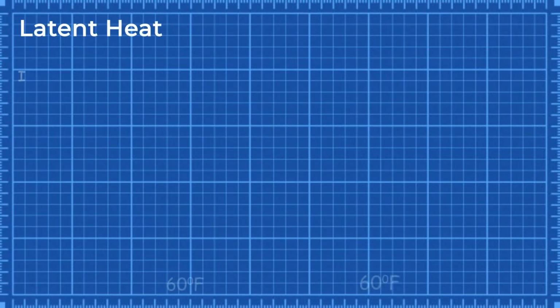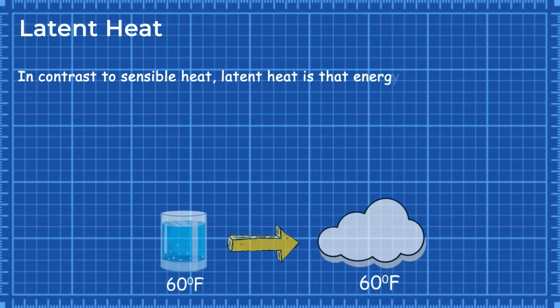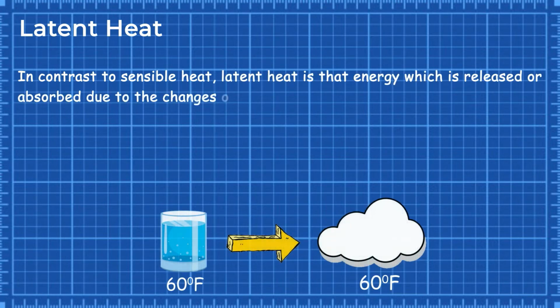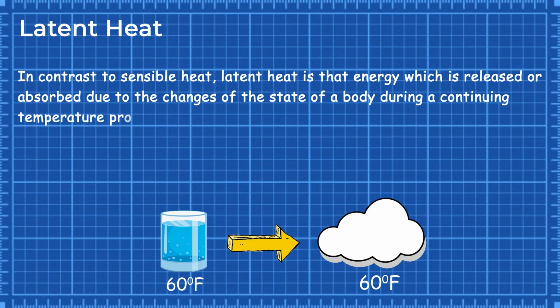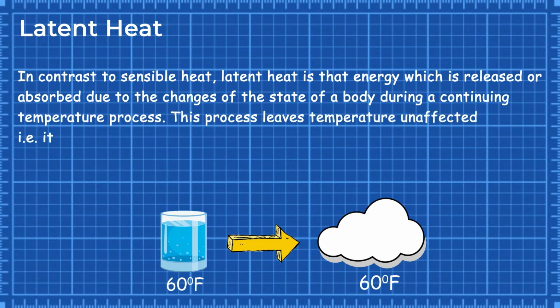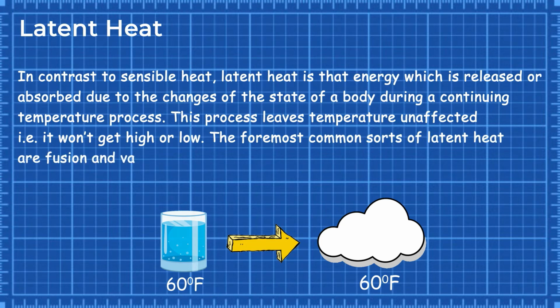Latent heat. In contrast to sensible heat, latent heat is that energy that is released or absorbed due to the changes of the state of a body during a constant temperature process. This process leaves temperature unaffected, that is, it won't get high or low. The two most common types of latent heat are fusion and vaporization.